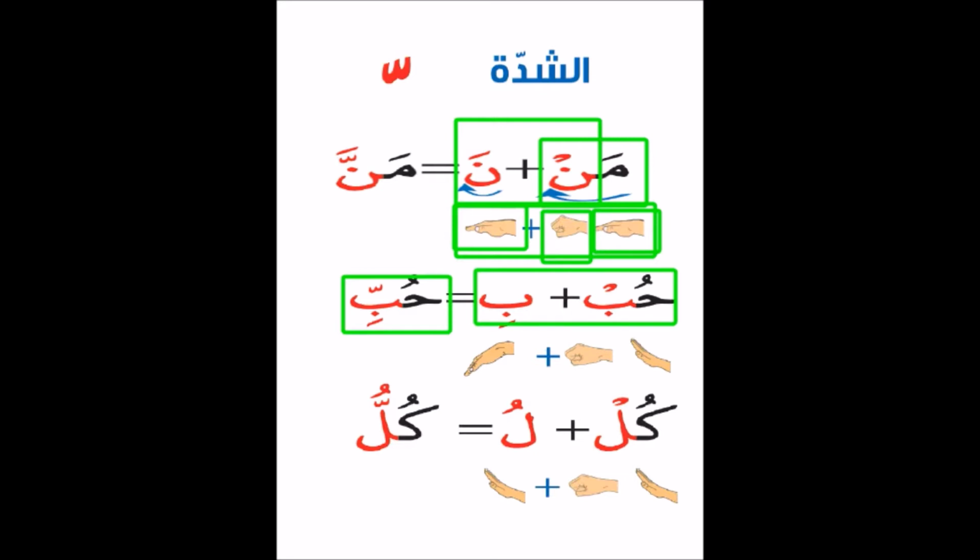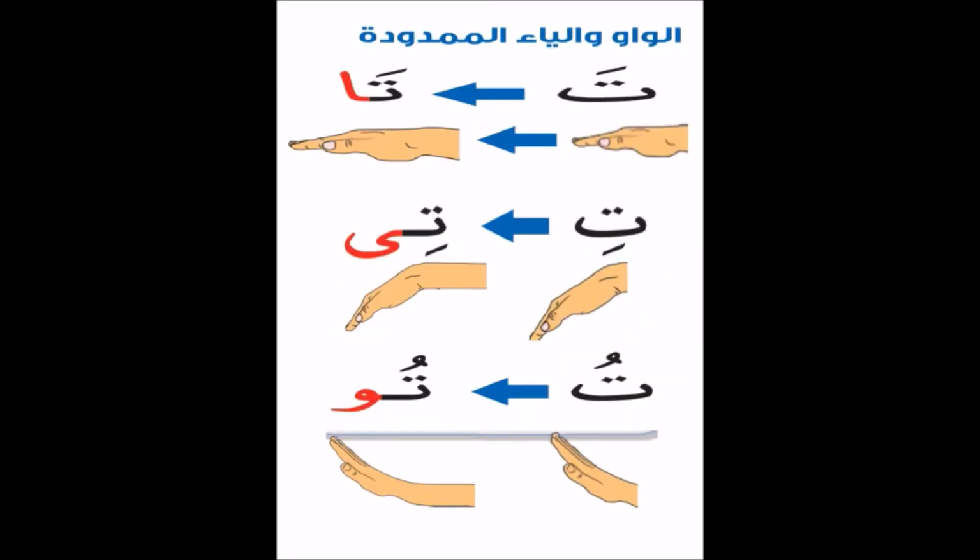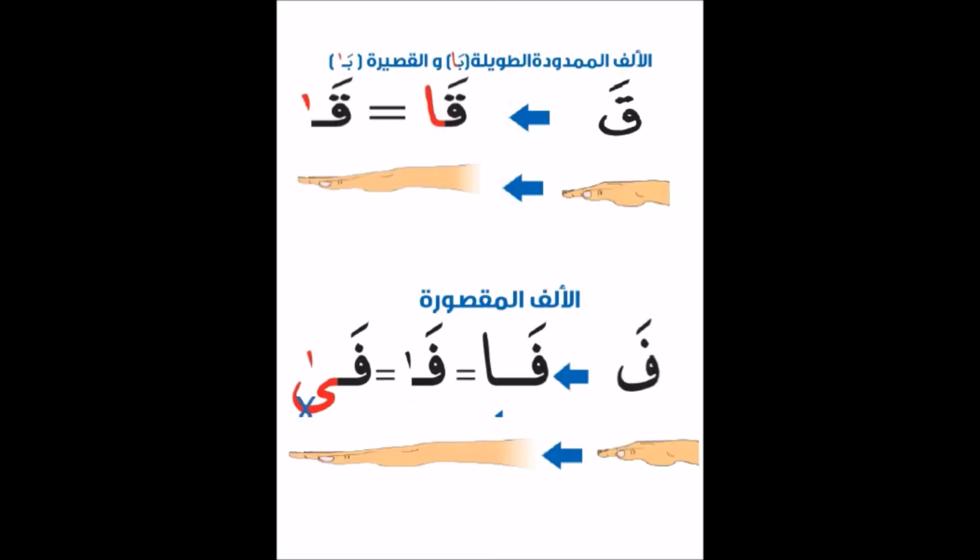And as we move along, after shadda we have the waw and ya mamduda, and we have the alif mamduda. So since fatha was a forward hand motion, the alif, which takes the time span of 2 fathas, is the same thing, just a longer motion. So qaf fatha qa, qaf fatha alif qa, and the same exact thing for the smaller alif because it's identical in sound to the ta alif, and so is the alif maqsura.